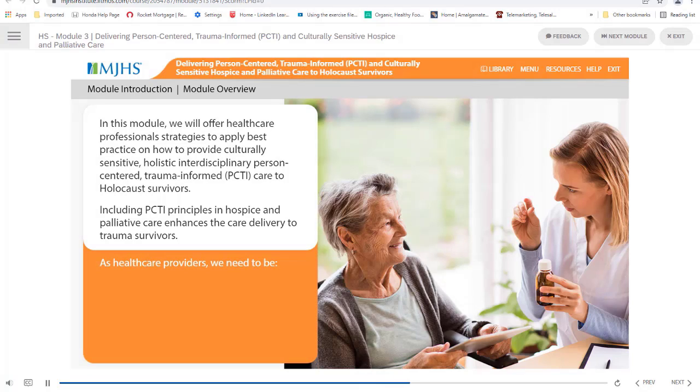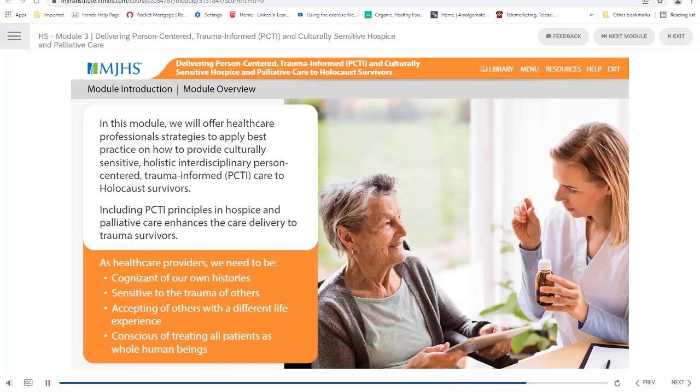As healthcare providers, being cognizant of our own histories will help us remain sensitive to the trauma of others. Being tolerant and treating each patient as a unique individual and whole human being is imperative.